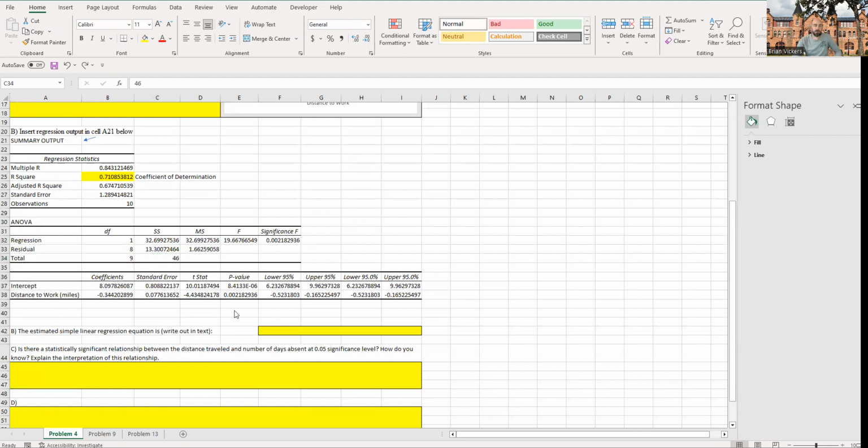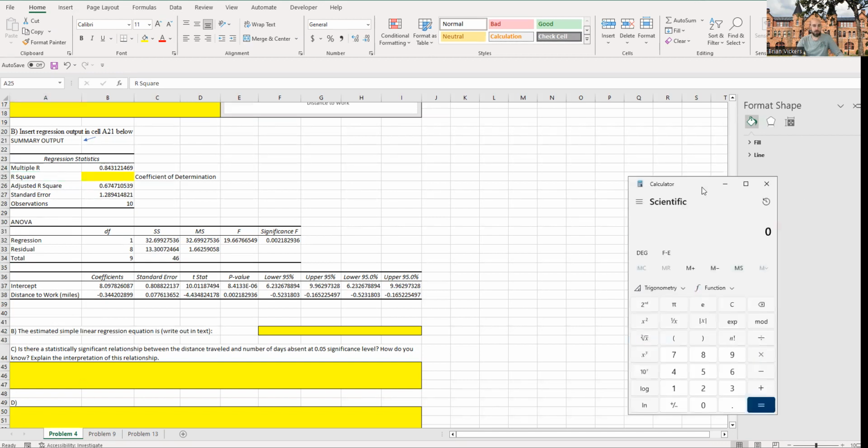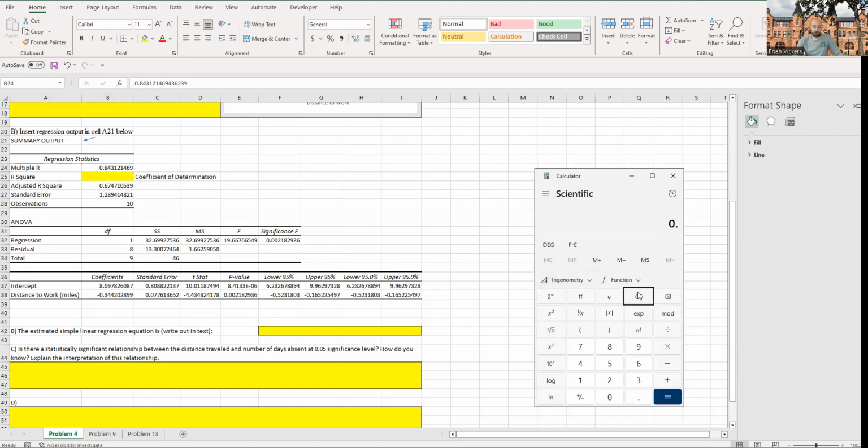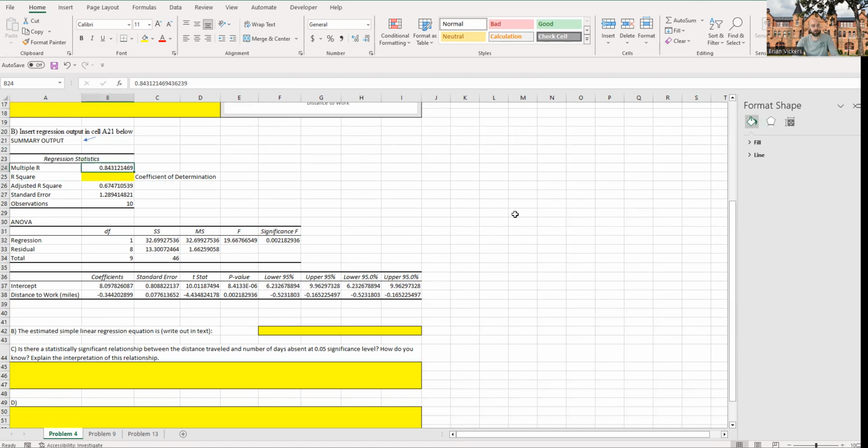You could also find in this section, based on these values, what the R squared value is. So if I didn't give you this value, a couple of ways you could do it. One, R squared is R squared, right? So if R squared is R squared and you have R, well, let's just square it. 0.84312146 times itself, right? Or I can just hit squared, 0.7185, right? There it is. So R squared is the R value squared.